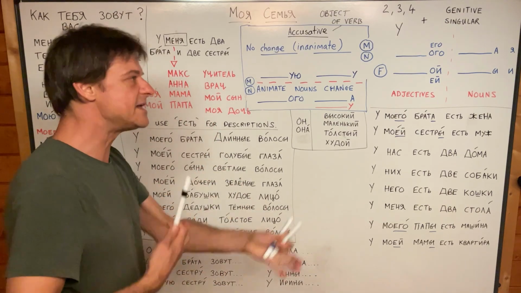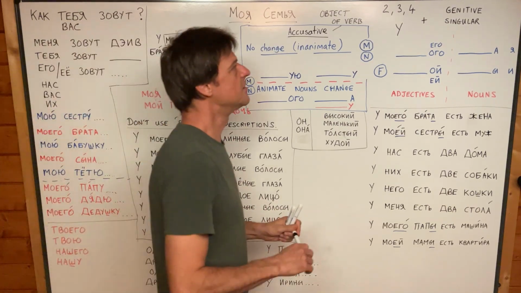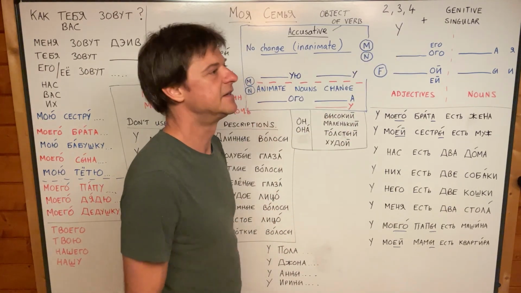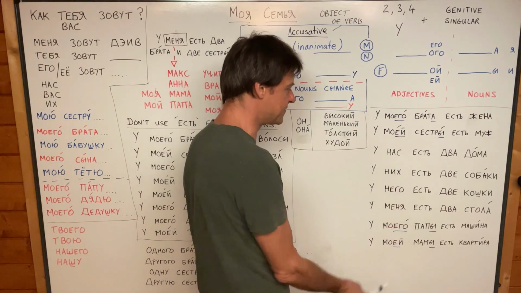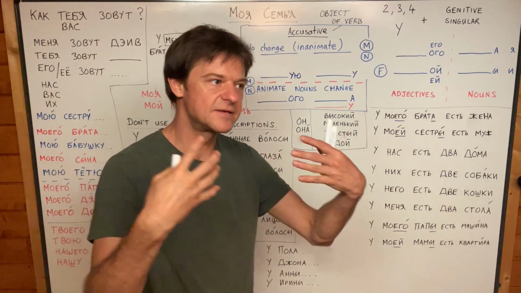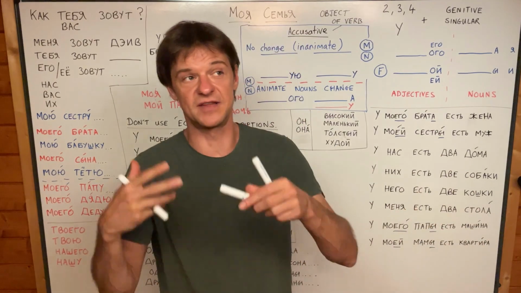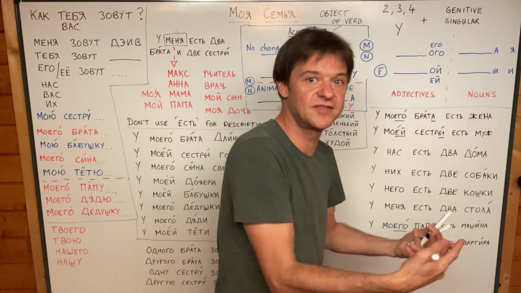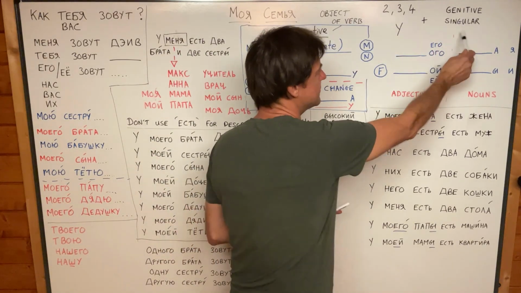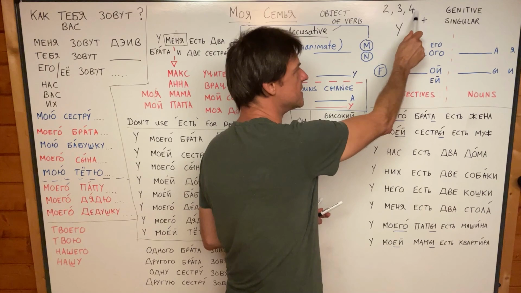Okay, so let's recap what we have already studied. We've been doing in this section numbers and I have. And remember, to say I have, it's u mnie jest. You need to use this u. They say at me is, and it means I have. And so you need genitive case after u and after 2, 3, 4.